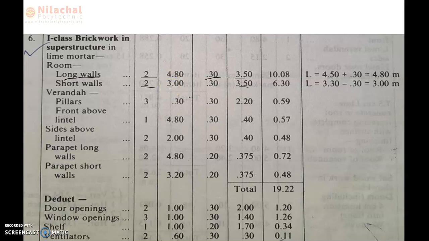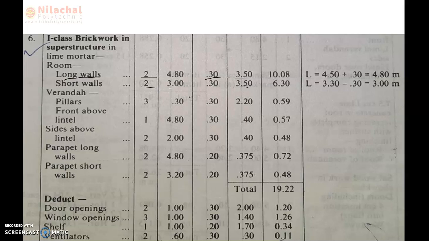So the quantity of long wall is 2 into 4.80 into 0.30 into 3.50, which is equal to 10.08 meter cube. Then the quantity of short wall is equal to 2 into 3.00 into 0.30 into 3.50, which is equal to 6.30 meter cube.